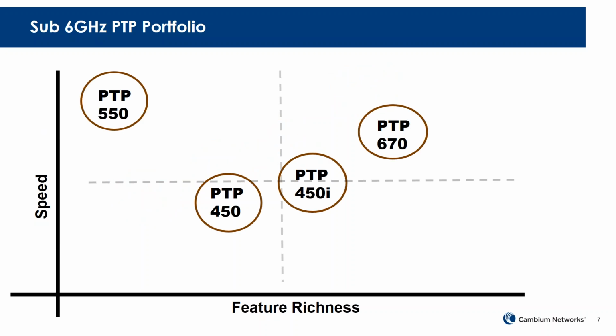Next, we have another way to depict the same four product lines. On the top left side, we have the PTP 550, which is mainly built for speed. It has 1.4 gigabits per second. That's where this fits in, and then the remaining products align on this chart this way.